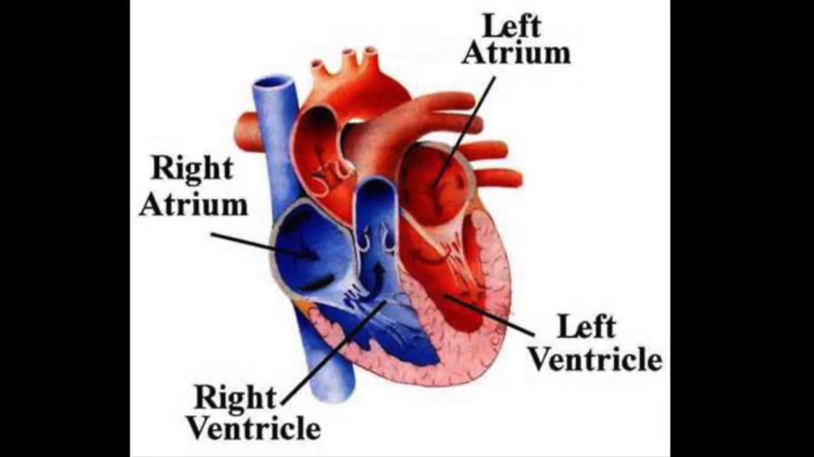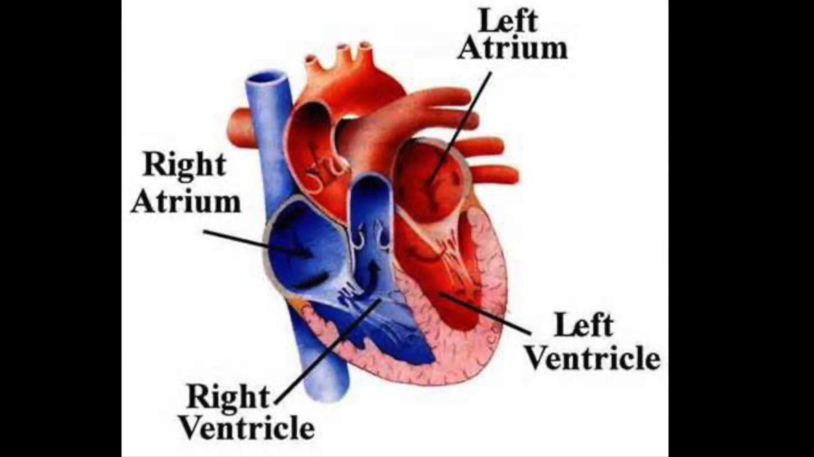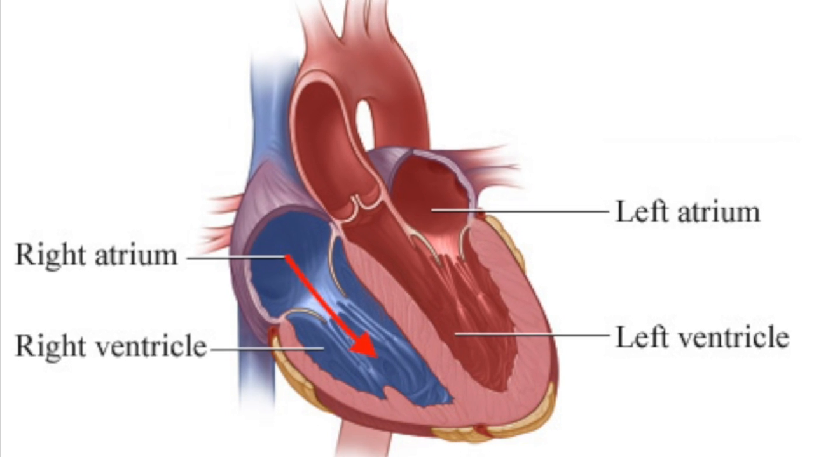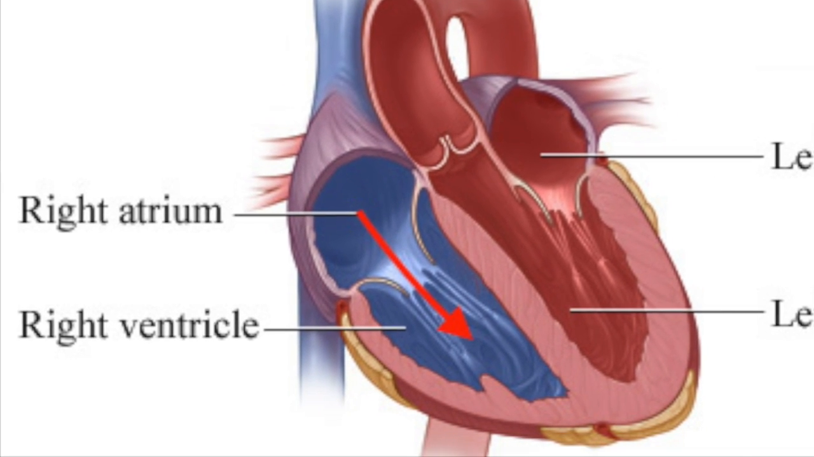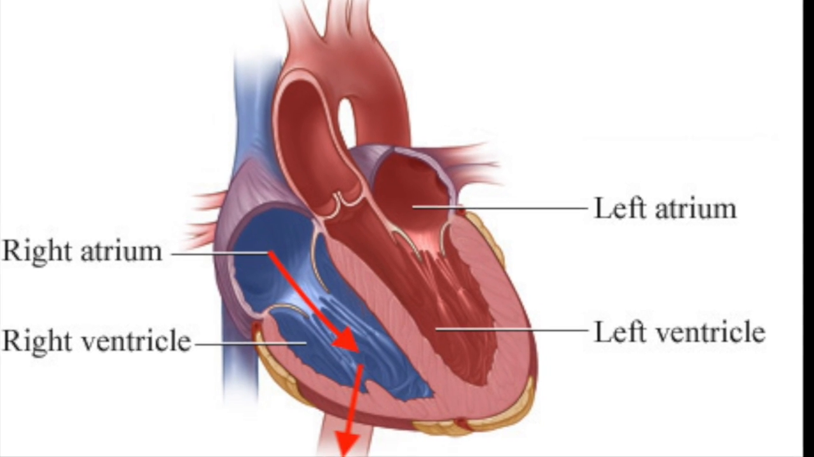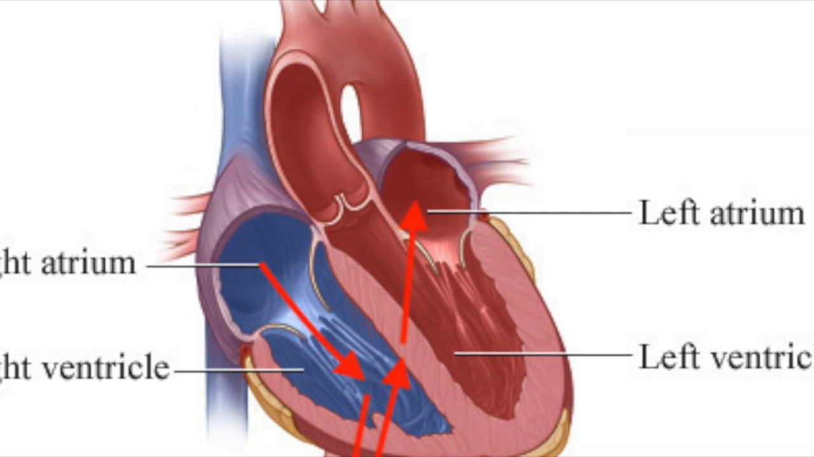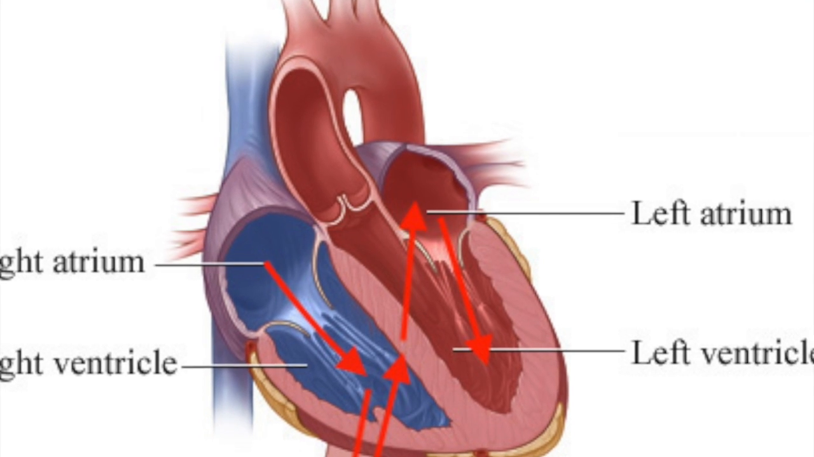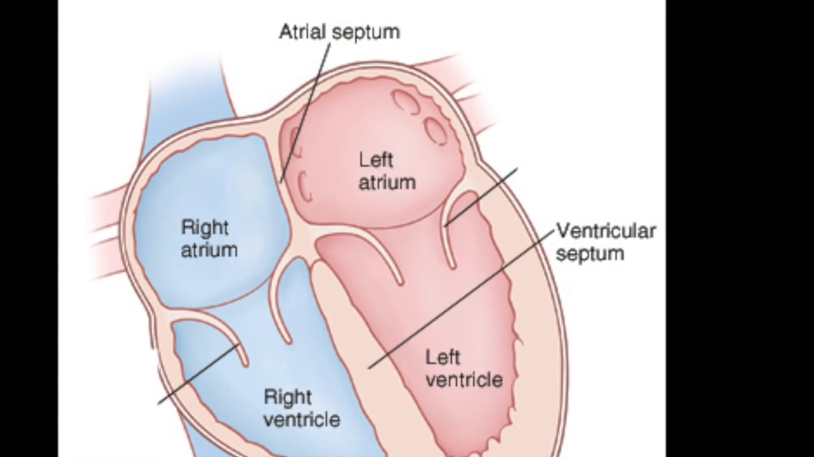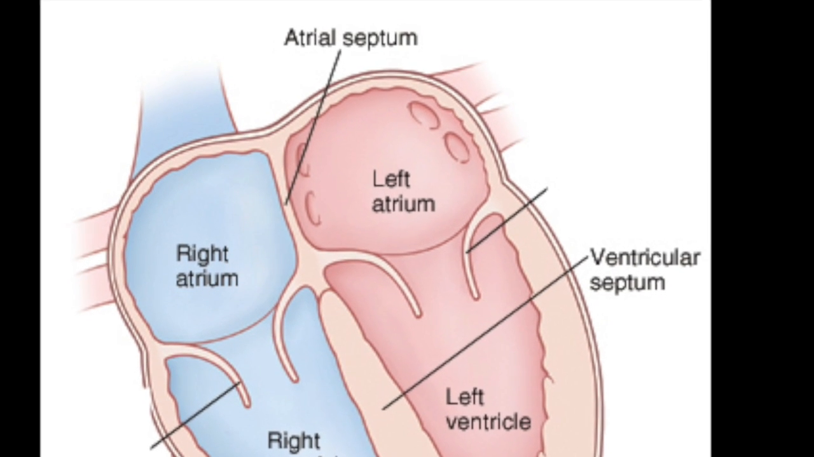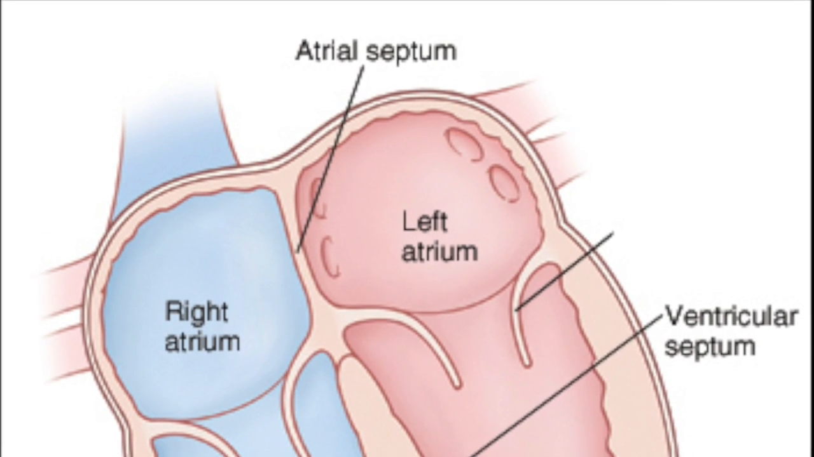The top 2 chambers are called the left and right atrium, and the bottom 2 are called the left and the right ventricles. The right atrium receives oxygen-poor blood from the body and pumps it to the right ventricle. The right ventricle pumps the oxygen-poor blood to the lungs. The left atrium receives oxygen-rich blood from the lungs and pumps it to the left ventricle. They are divided by a thin wall called the septum, which separates the atria and ventricles in such a way that it forms a barrier between the heart chambers, and this prevents mixing of oxygenated and deoxygenated blood.